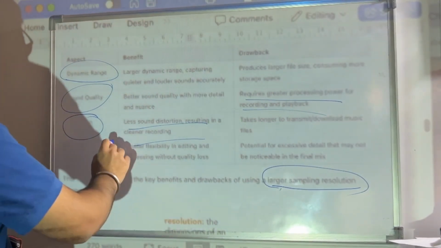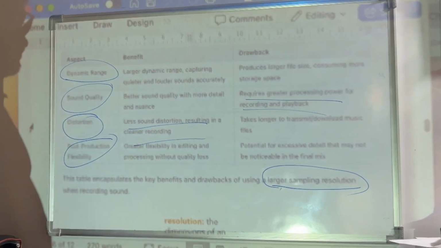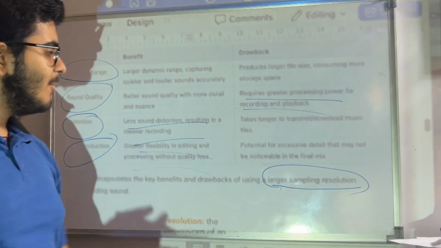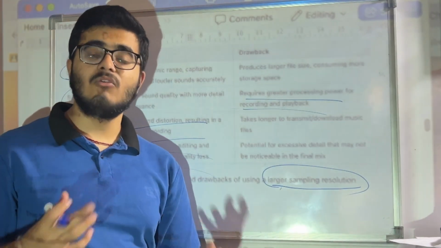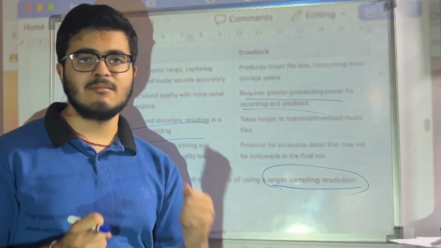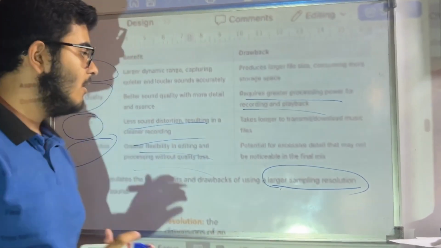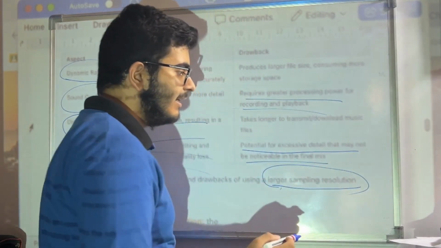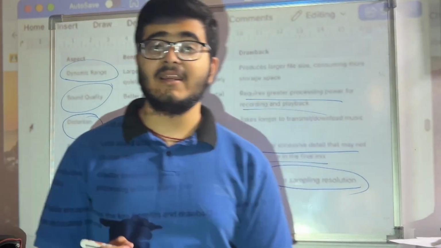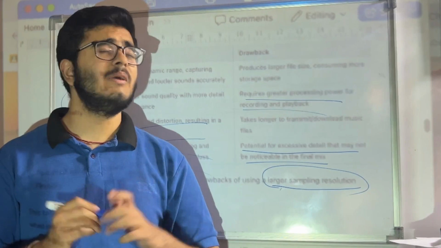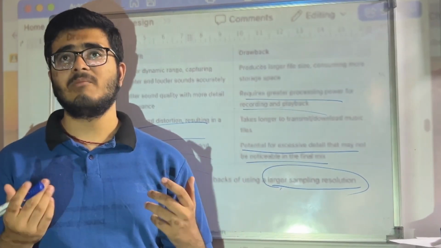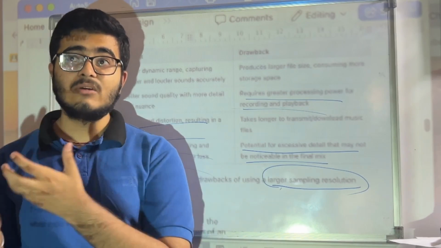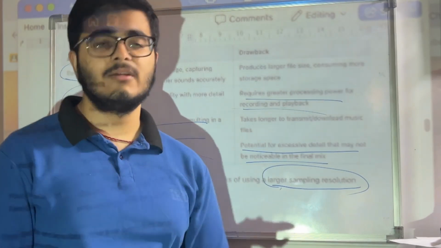Then there is better production flexibility, right? You can easily edit, if you do video editing or audio editing. If I provide a larger sampling resolution, my sound will be richer, so my flexibility of editing that file will be easy. However, another drawback is that the file can get corrupt. What is the meaning of corrupt? If I store too many bits, sometimes a computer might not be able to handle it, and it may fail to decode and play the sound file to you. So that is a drawback.